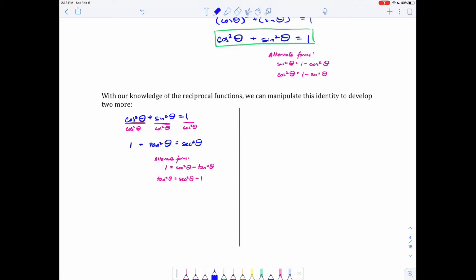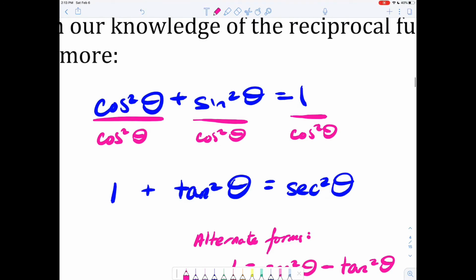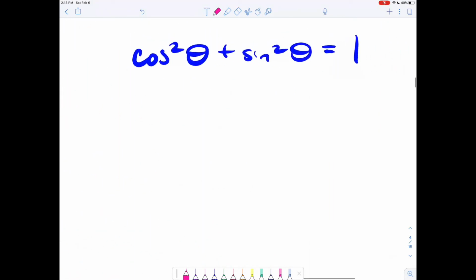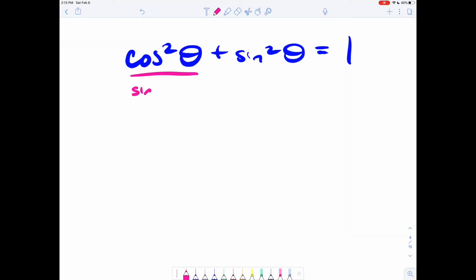Again, starting with the fact that cos squared theta plus sine squared theta is equal to 1, instead of dividing things by cos squared theta, we can divide instead by sine squared theta. And that's going to happen to every single term. What happens there? Well, cos over sine is cotangent, so cos squared theta over sine squared theta is cotangent squared theta.